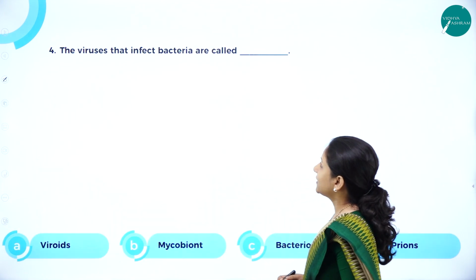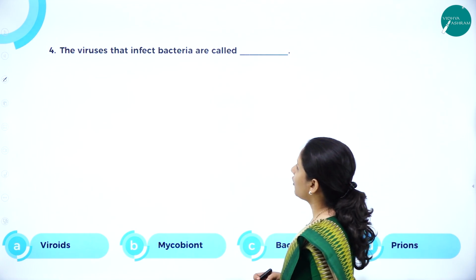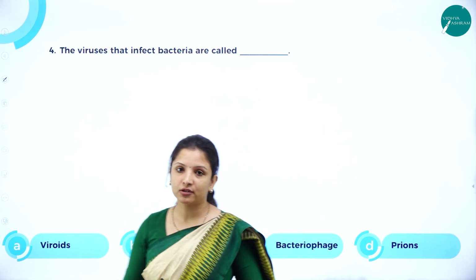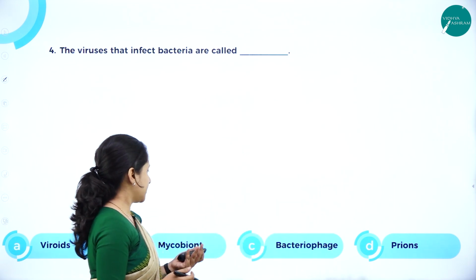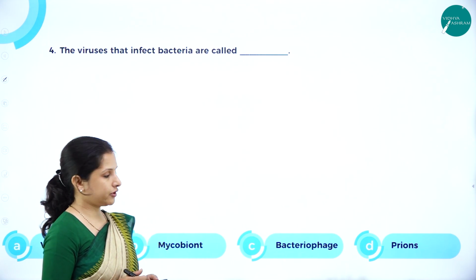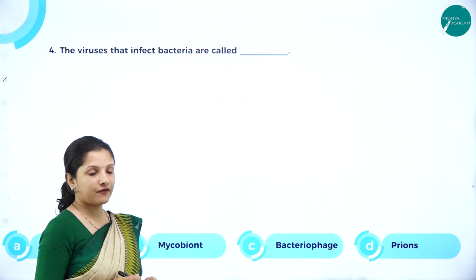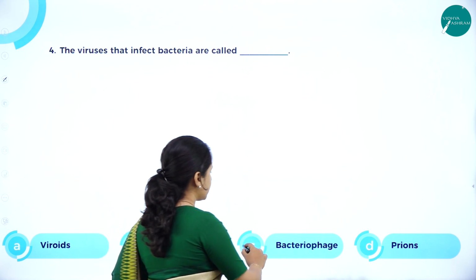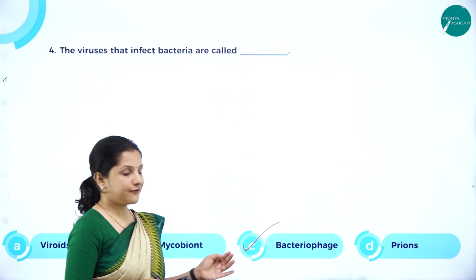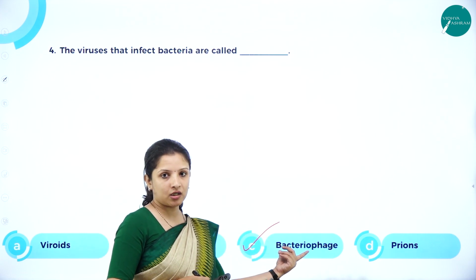Next, the viruses that infect bacteria are called, what are they called? Are they called viroids? No, because viroids are not viruses. They are different organisms. Is it mycobiont? No, because mycobiont is the fungal component of lichen. Is it bacteriophages? Yes, it is bacteriophages, because bacteriophages are those viruses. Don't get confused because there is bacteria here.